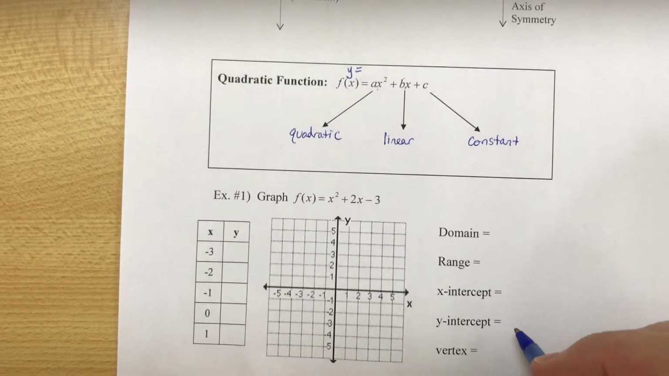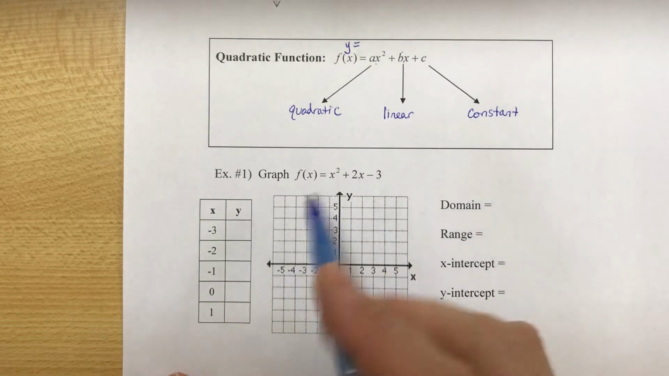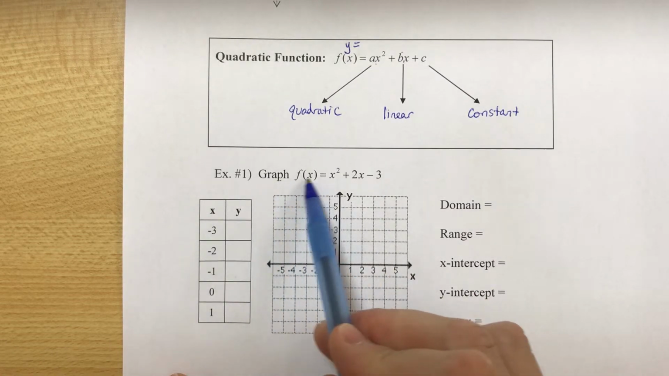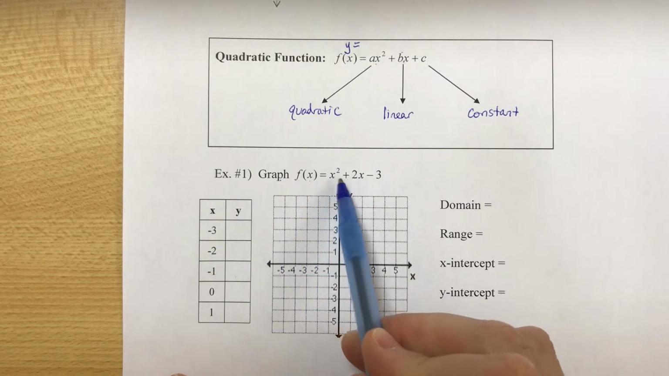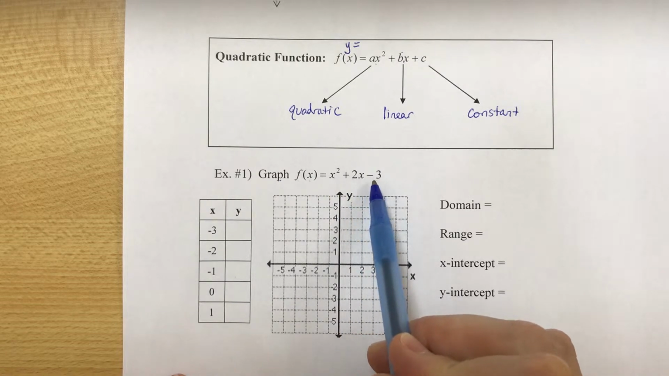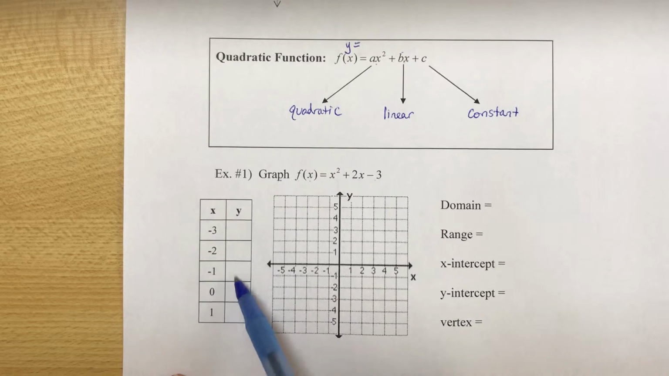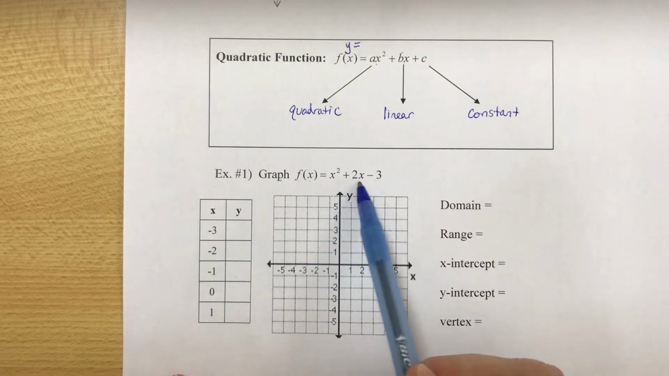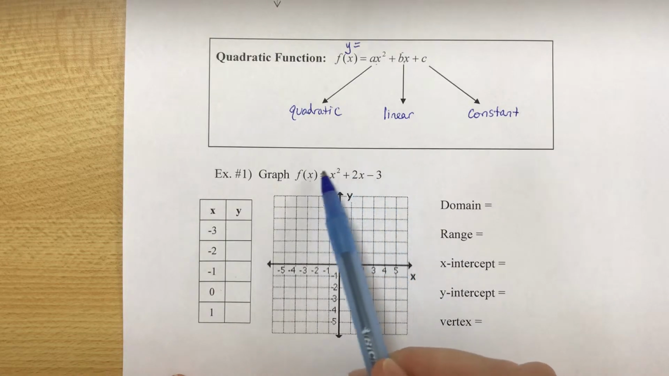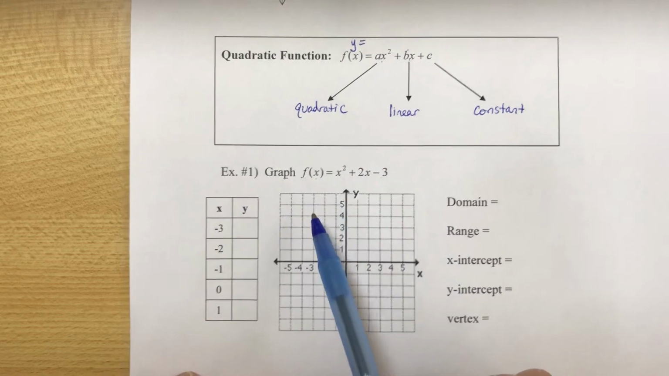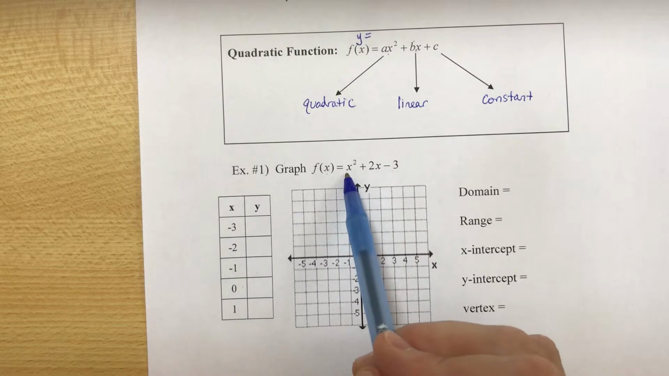So let's graph one of these. Let's take a look at it. Number 1, graph f of x equals x squared plus 2x minus 3. Now one way that you can always graph is you can make a table of points. You can pick x values, because when you substitute an x value into a function, you always get a y value. So let's say we take negative 3.